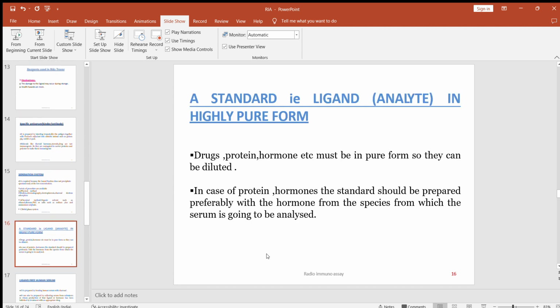A standard that is ligand or analyte should be prepared in the highly pure form. Drugs, proteins, hormones, etc. must be prepared in the pure form so they can be diluted. In case of protein hormones, the standard should be prepared preferably with the hormone from the species from which the serum is going to be analyzed.